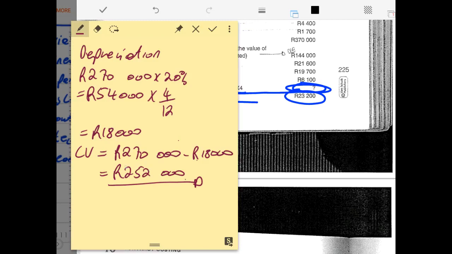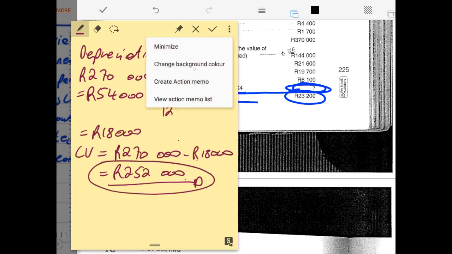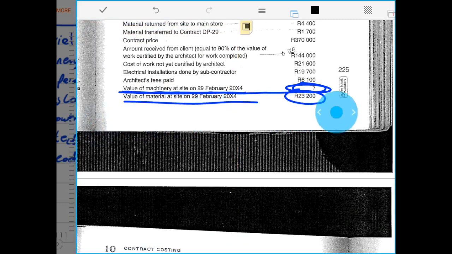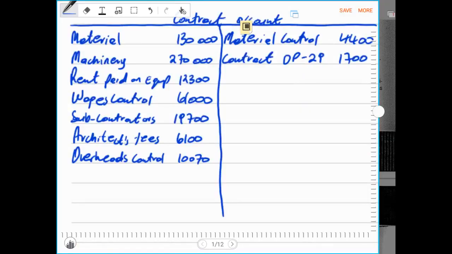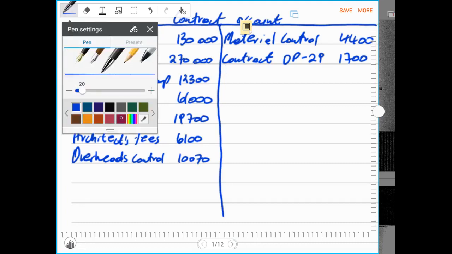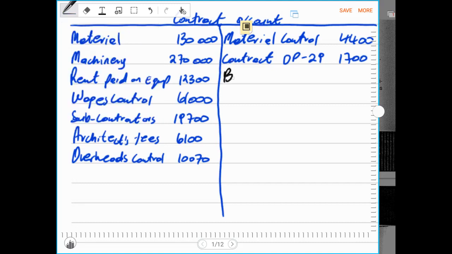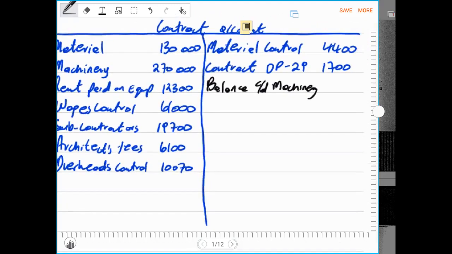So now we know that the value of the machine by the end of the year, which is after 4 months, is 252,000 rands. So now let us record the balance. Then we record balance carried down, which is balance with regard to machine. And the balance carried down with regard to machine is 252,000 rands.